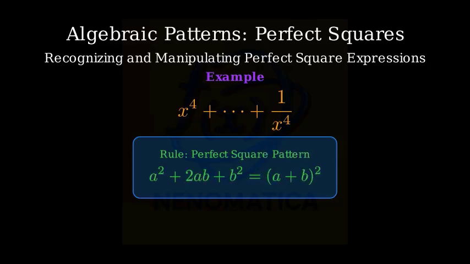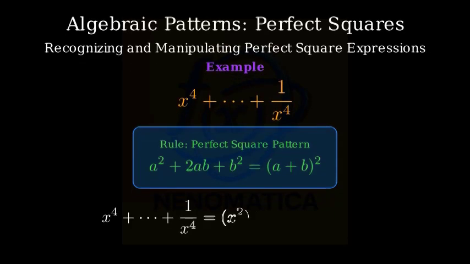Before we solve this, let's recall the perfect square pattern. A perfect square has the form a squared plus 2ab plus b squared, which equals the quantity a plus b squared. Let's start by rewriting our expression. We can identify that x to the 4th power is equal to x squared squared. Similarly, 1 over x to the 4th power can be written as 1 over x squared squared. This helps us recognize the pattern more easily.